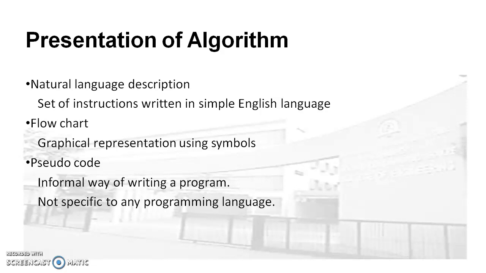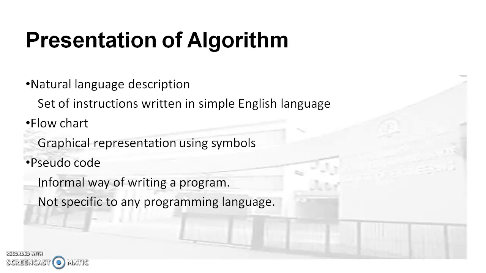Then you have another representation of algorithm, that is flowchart. Flowchart is the graphical representation using some standard symbols. These symbols are universally accepted as the standard symbols of an algorithm. Now we will have a look at the various symbols and what these symbols represent in a flowchart.